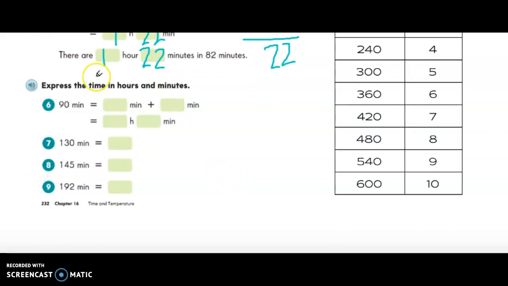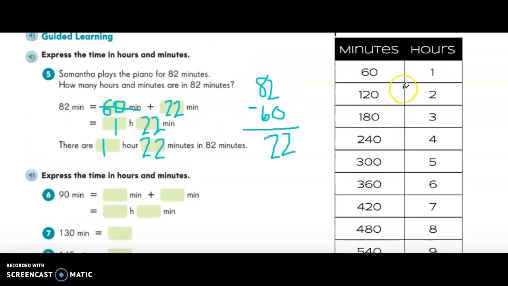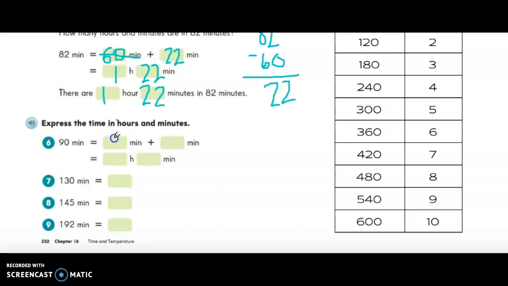Alright, so let's keep practicing. 90 minutes. We're going to go over to our chart and think how much can we pull out. Yes, we could pull out 60 minutes. No, we cannot pull out 120 minutes. That goes over the 90, so we have to stick with this one. So we're going to separate it and have 60 minutes, and then 90 minus 60 is 30. Then we are converting this 60 minutes into 1 hour, and we'll still have those 30 minutes.